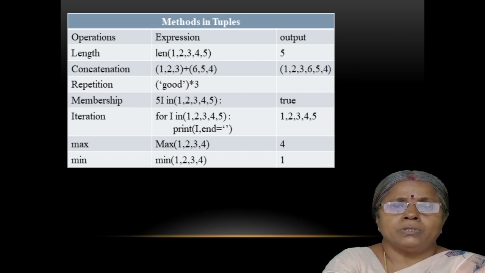The in operator is used to search for an element in the tuple and will return a true value. In reverse order, we can use the not in operator, which is used to return a false value. The max method is used to find the maximum value in the tuple, and the min method is used to find the minimum value in the tuple.